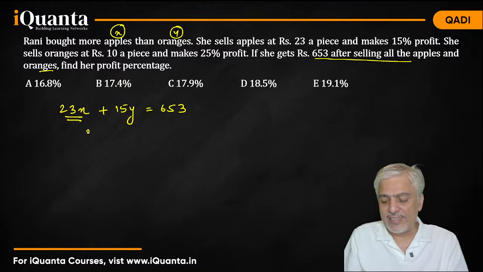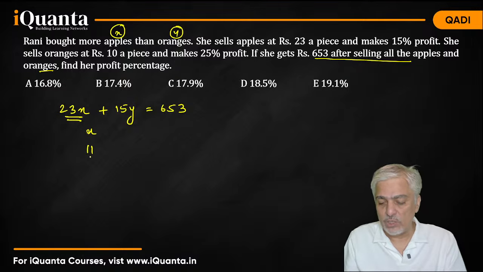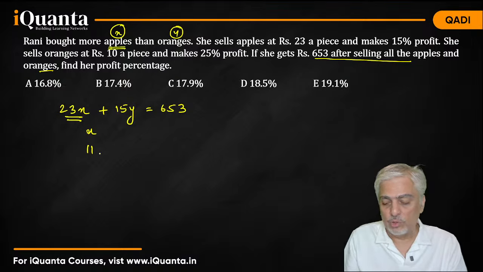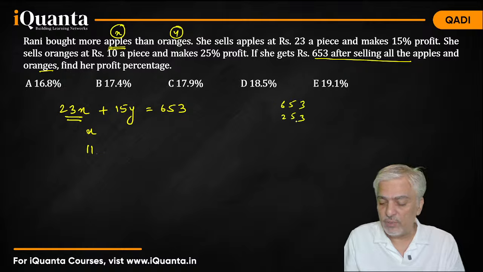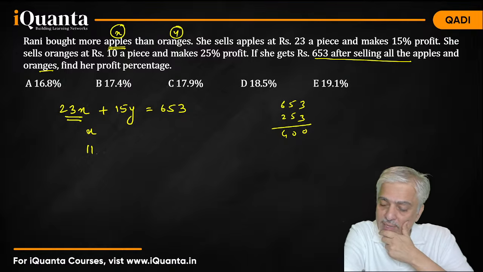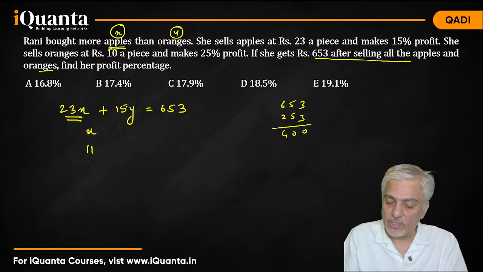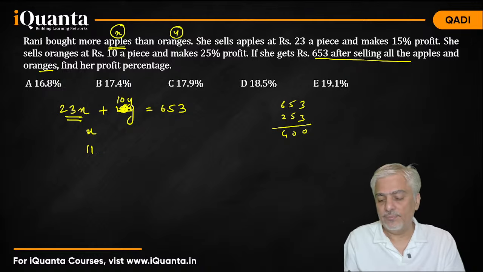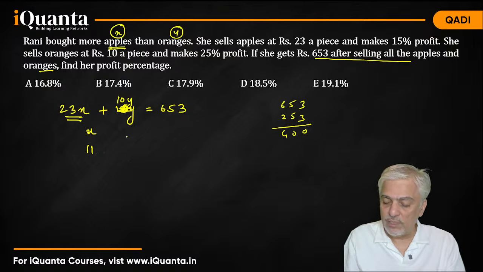So I'm just thinking when x is 11, obviously when x is 1 also something will work, but they said apples are more. So I'm taking x 11. When x is 11, 653 minus 253, that will be 400. Oh, 400 also doesn't go. So that is also not possible. Why 10y? Oh, 10 a piece. So sorry, not 15, 10y. Yeah, my bad, 10y is 653. So this will work. So then in this case, y will come out to be 40. But this is also not possible because they have said apples have to be more.